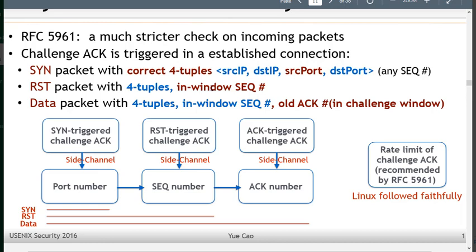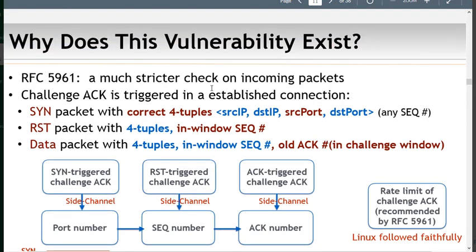This actually puts together a very good summary of why this vulnerability exists. First, let's trace back. Why do we even have RFC 5961? Because it says we have a blind reset attack. Why do we have the blind reset attack? Because we don't check the packet carefully enough. So let us check the packets very carefully and make sure all the parts look correct.